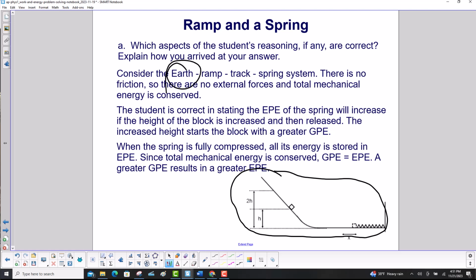We're considering the earth. The student is correct in stating that the EPE of the spring will increase if the height of the block is increased and then released. The increased height starts the block with a greater GPE. When the spring is fully compressed, all its energy is stored in EPE. Since total mechanical energy is conserved, GPE equals EPE. Right, here's your GPE up here, here's your EPE down there. A greater GPE results in a greater EPE.